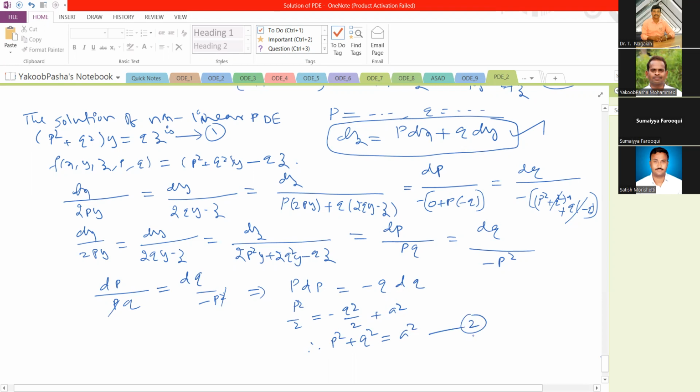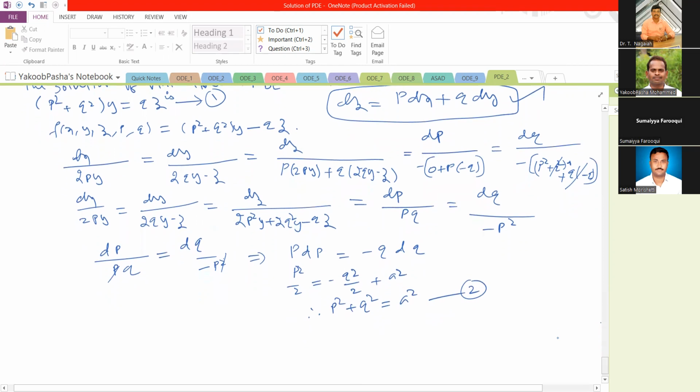Now substitute equation 2 in equation 1. Therefore, from equation 1, p square plus q square is nothing but a square, so a square into y is equal to qz.